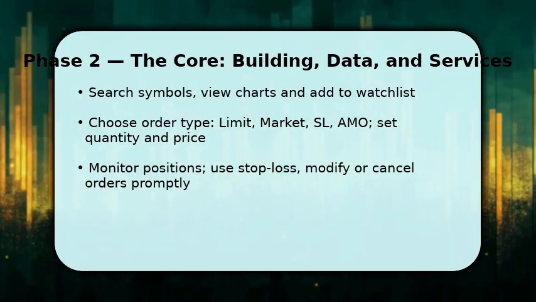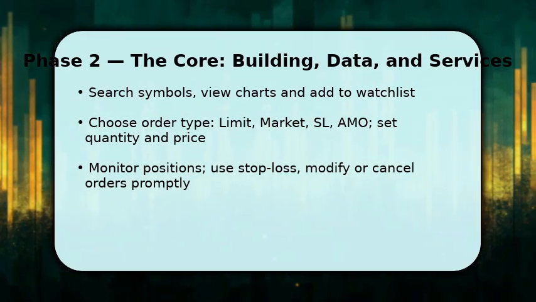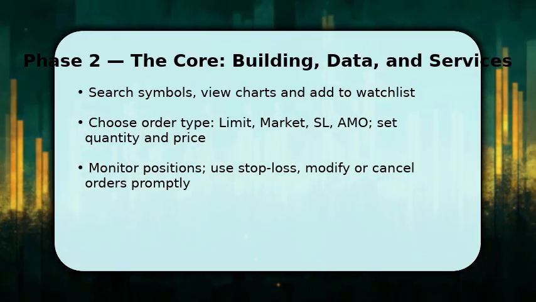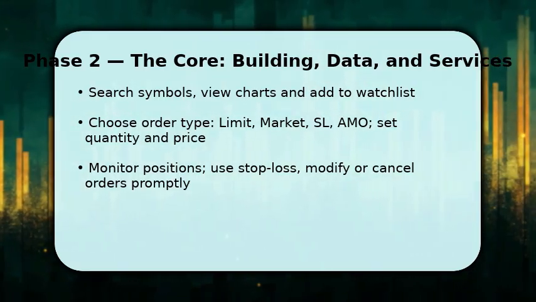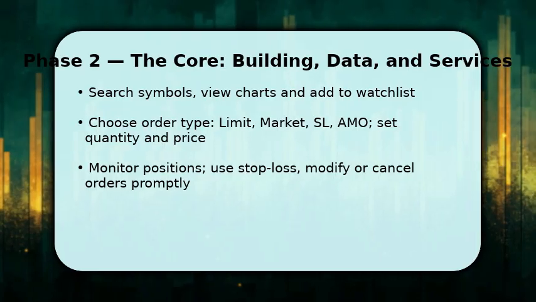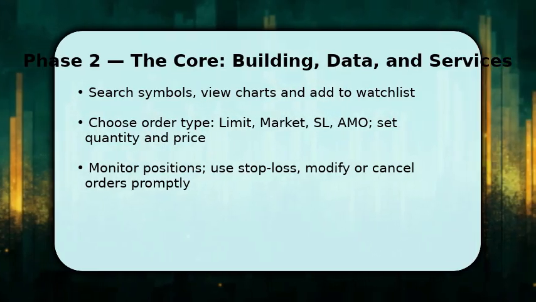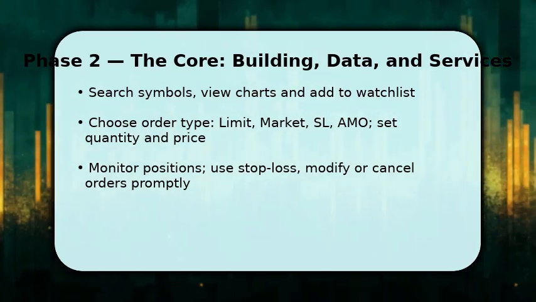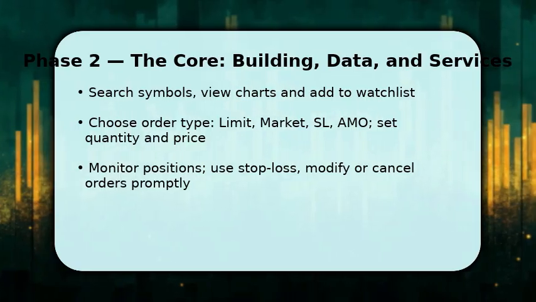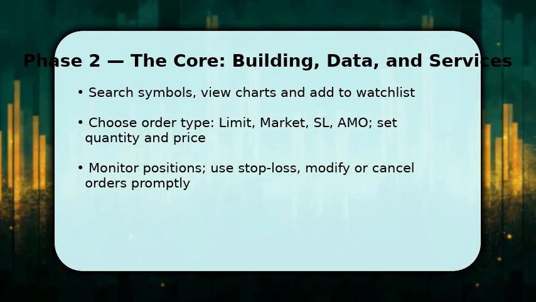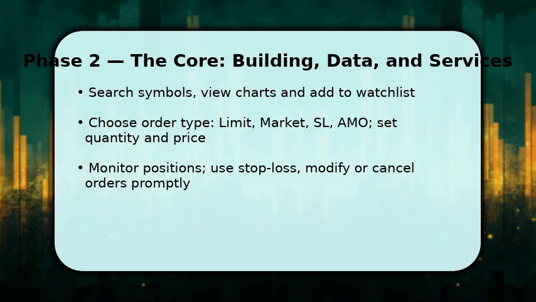Use stop loss to cap risk. For overnight or after-hours needs, place an AMO. Once placed, monitor execution status and fill percentage in orders. If volatility shifts, modify price or quantity, or cancel to preserve capital. These controls let you implement risk rules and respond to market moves.